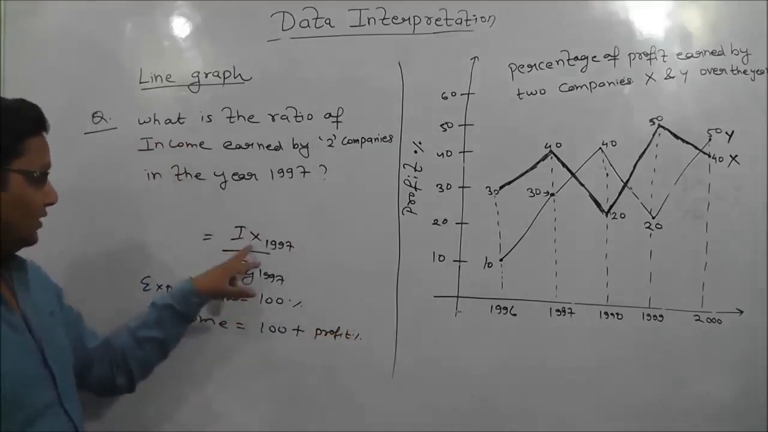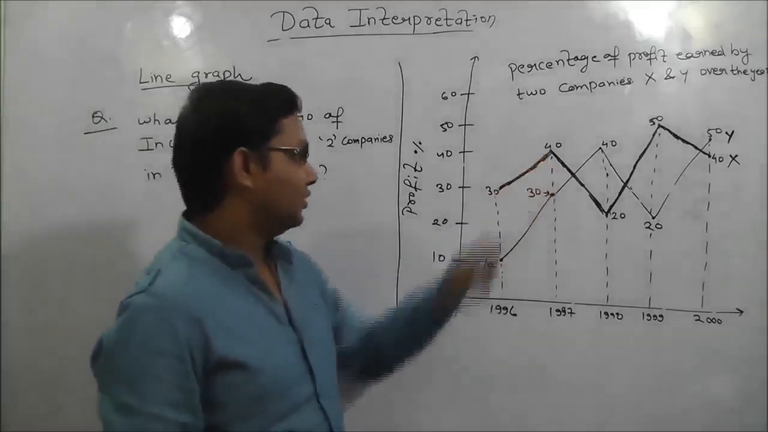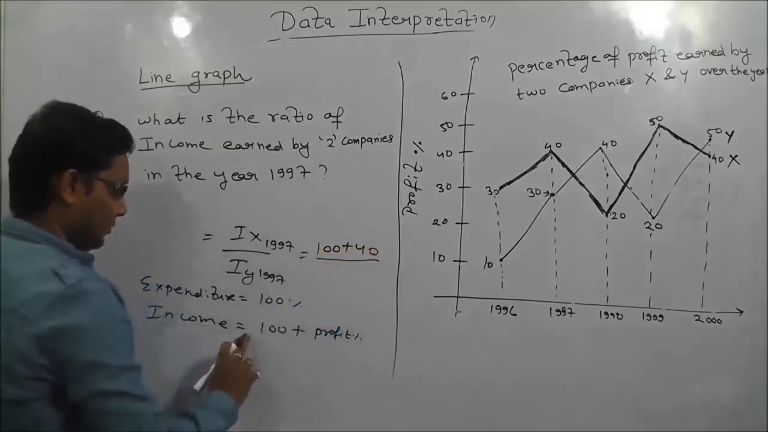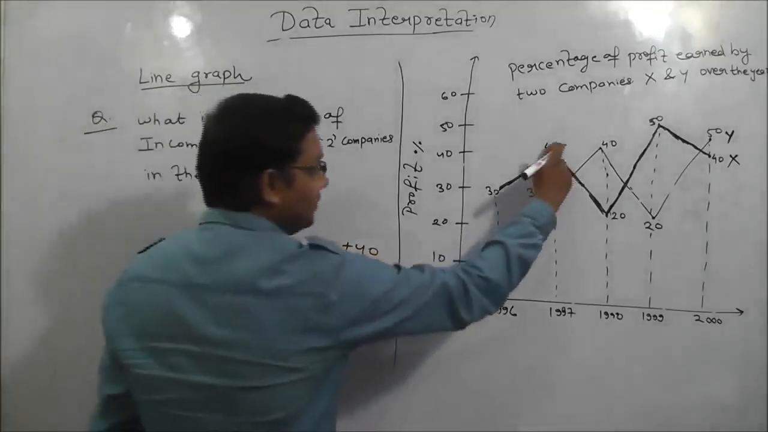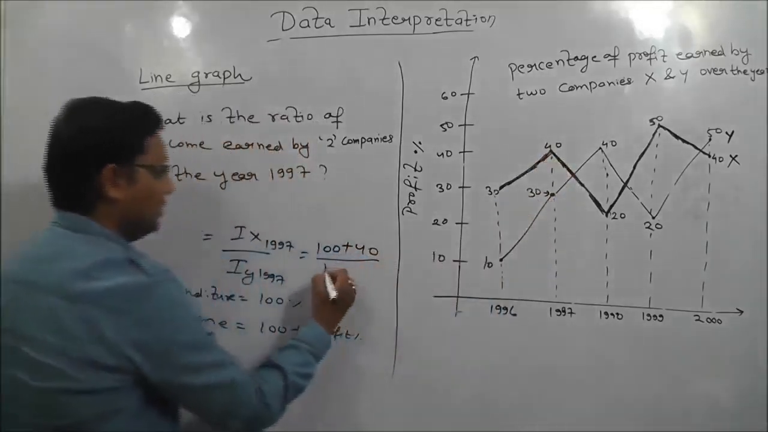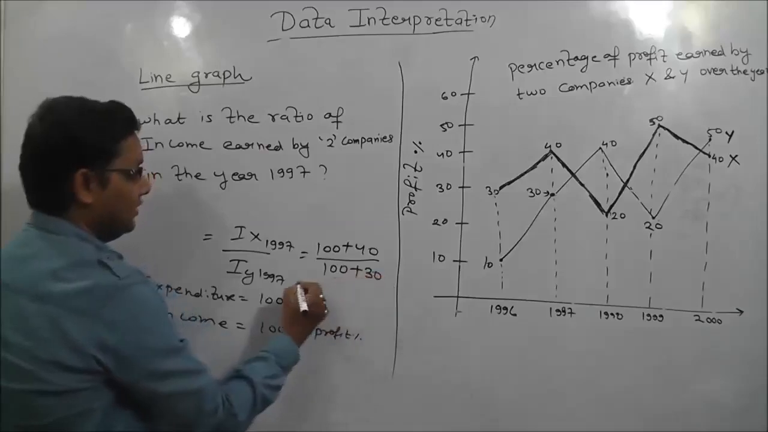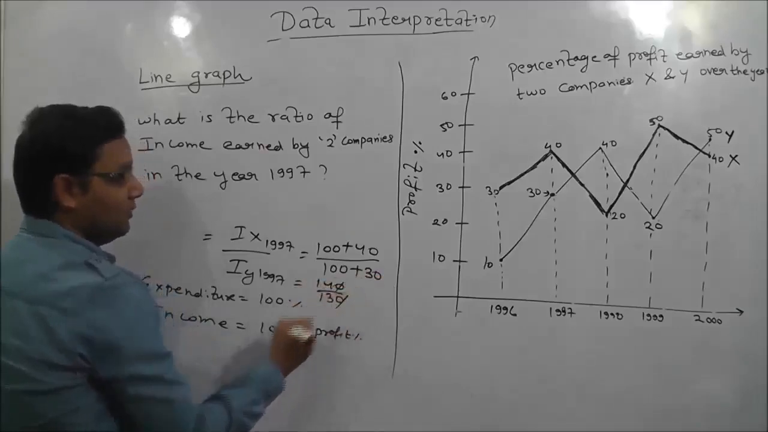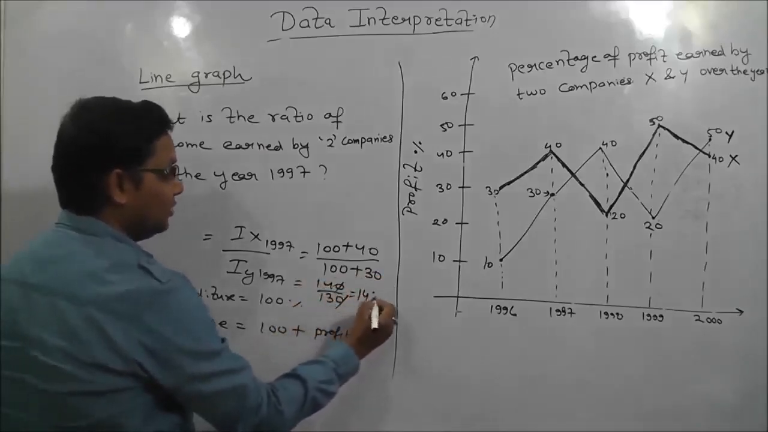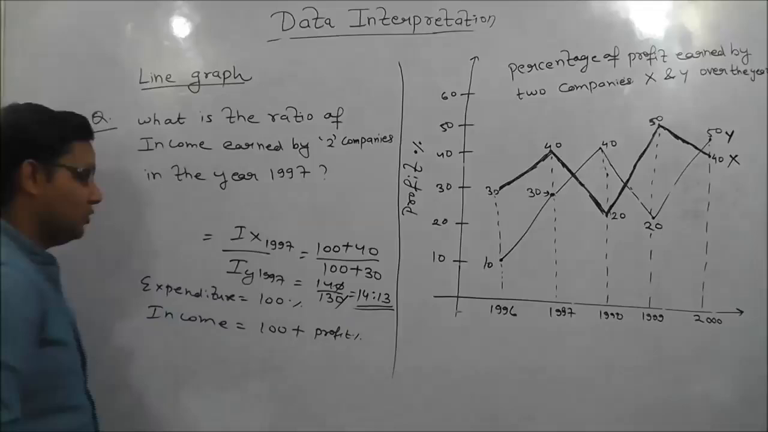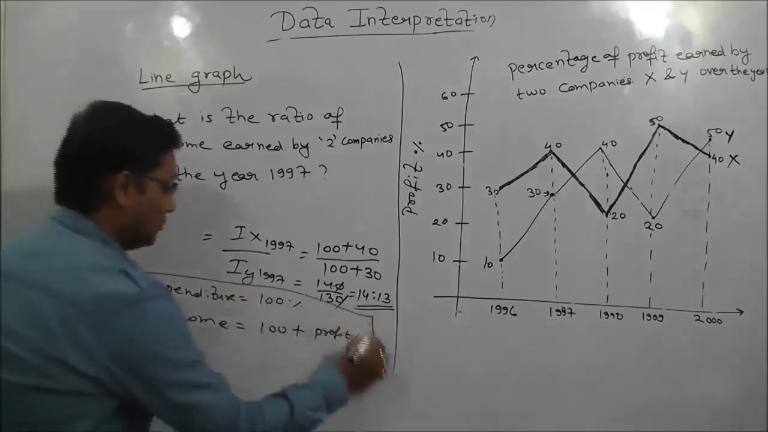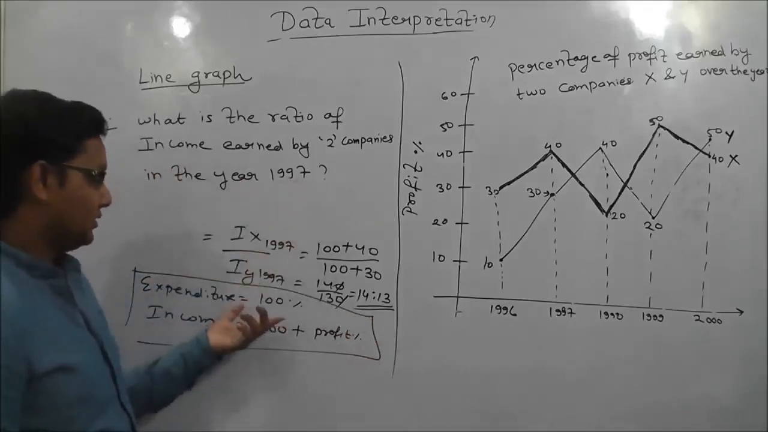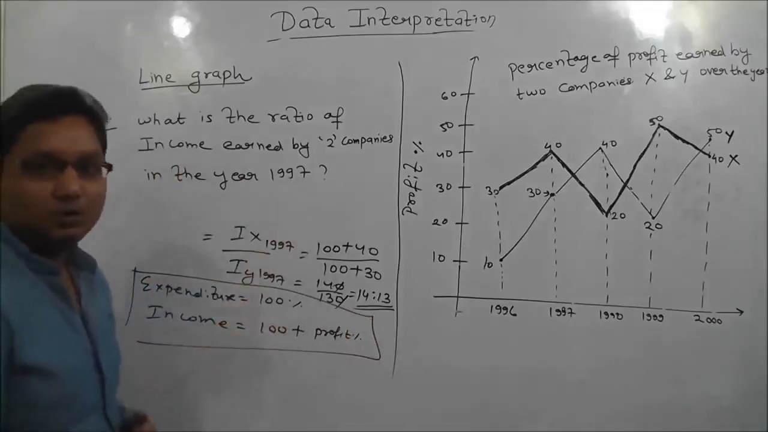The profit earned by X is 40, so 100 plus 40. For Y, how much is it? 30, so 100 plus 30. That is 140 upon 130. The zeros will get cancelled and the ratio we get is 14 is to 13. In this way you should know this, to solve all questions of this type very easily. So let's move on to our next question.